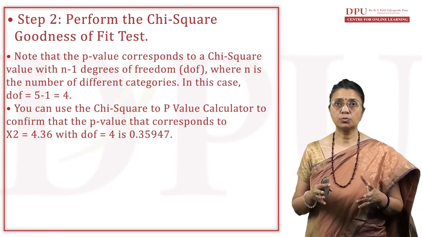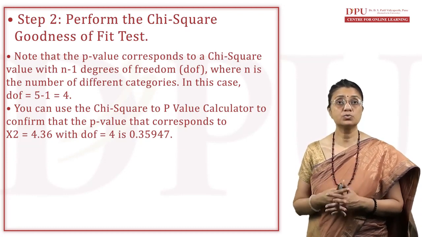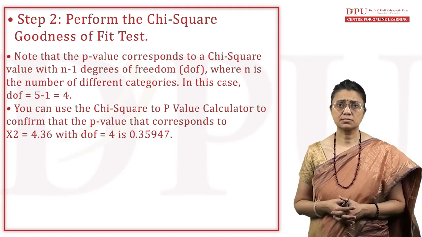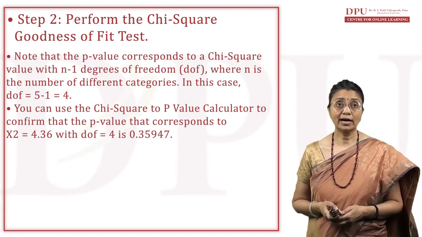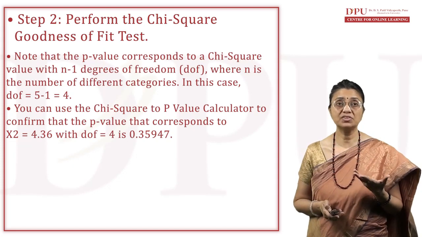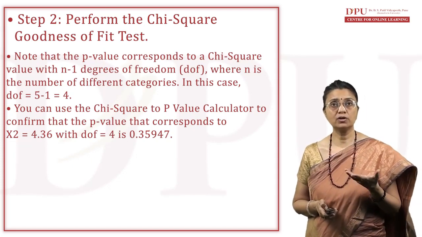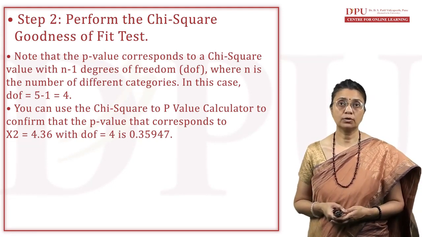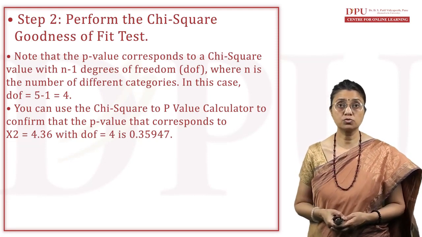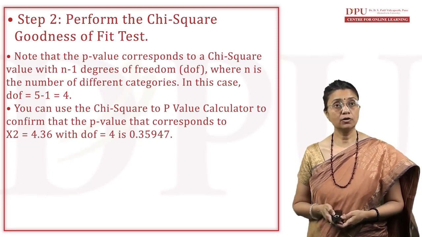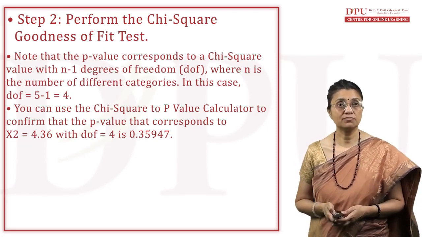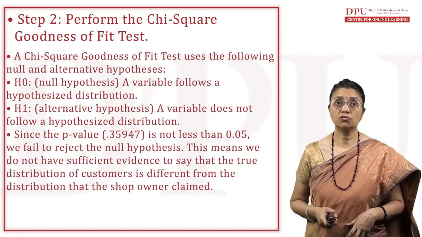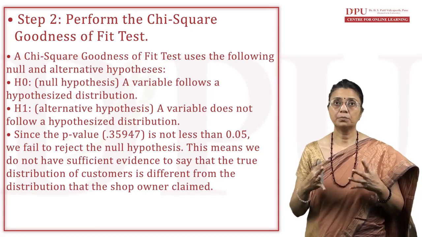Note that the p-value corresponds to a chi-square value with n-1 degrees of freedom, where n is the number of different categories. In this case, it is 4 because 5 minus 1. Why 4? Because 5 cases were there, 5 days were there, n was 5 and therefore degree of freedom is 4. We can use a chi-square to p-value calculator to confirm that the p-value that corresponds to chi-square 4.36 and degree of freedom 4 is 0.35947. So students, this is the value of p that we have got. Let's understand and interpret it now.